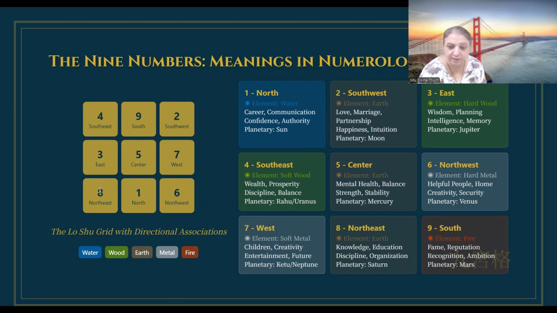Now, northeast is 8. So the element is earth, and the properties are knowledge, education, discipline, organization, and the planet is Saturn. 9 is Mars, we know, fire element, and fame, reputation, recognition, ambition are decided by the number 9.